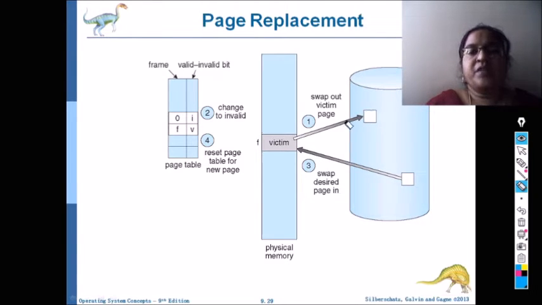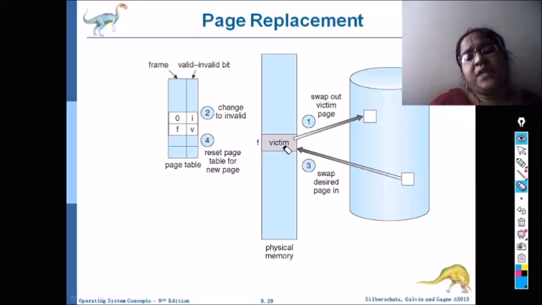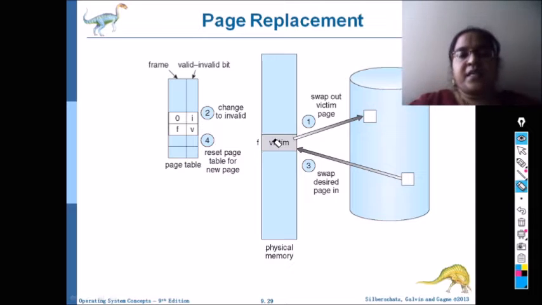Okay, when you swap out the victim page, remember one thing: the victim page can be selected from the frames allocated to the same process, or it can be selected from the frames allocated to the other process. In this case the victim page is being selected from the frame allocated to the same process. That is why both updations are seen in the page table of the same process. So both versions are available.